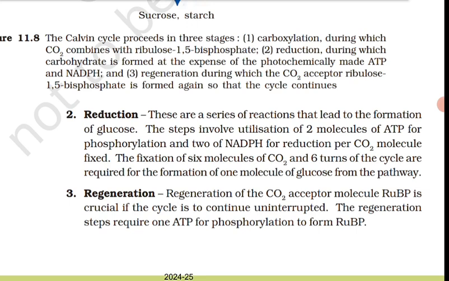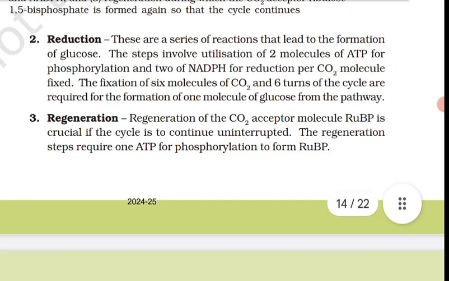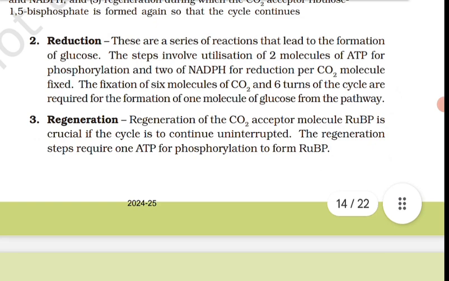fixed. The fixation of 6 molecules of CO2 and 6 turns of the cycle are required for the formation of 1 glucose molecule from the pathway. For 1 molecule of glucose from the pathway, how many? Fixation of 6 molecules of CO2 and 6 turns of the cycle are required for 1 molecule of glucose. Third is regeneration. Regeneration of the CO2 acceptor molecule RuBP is crucial if the cycle is to continue uninterrupted.